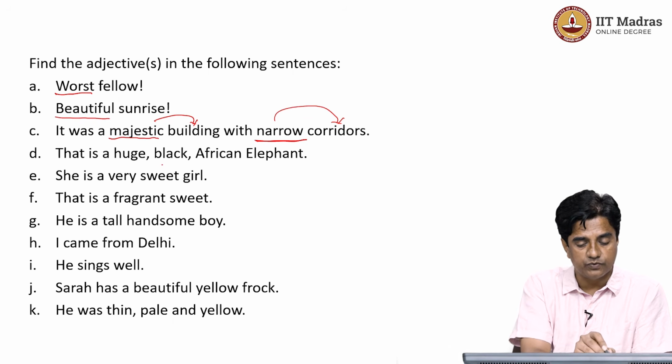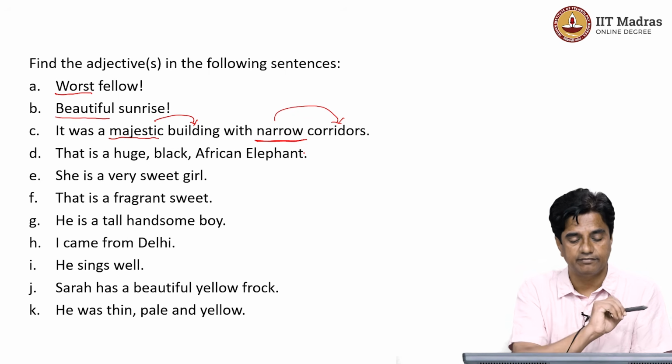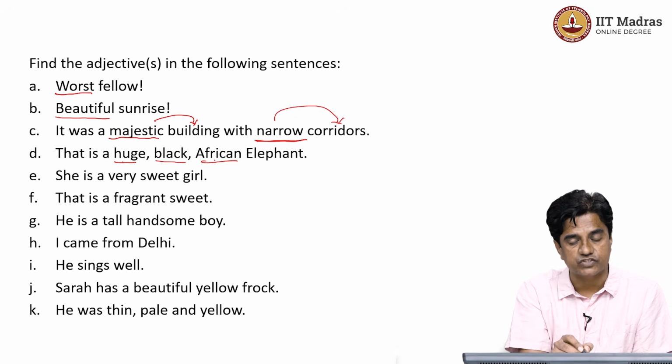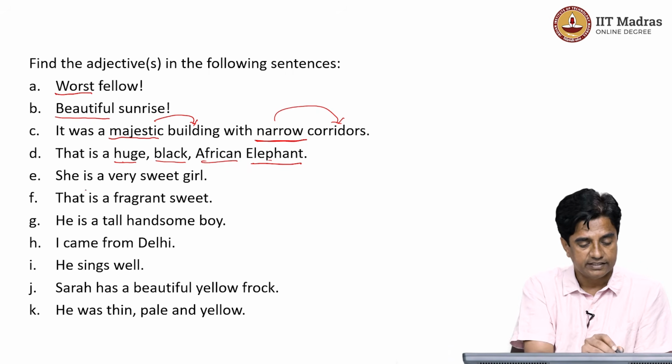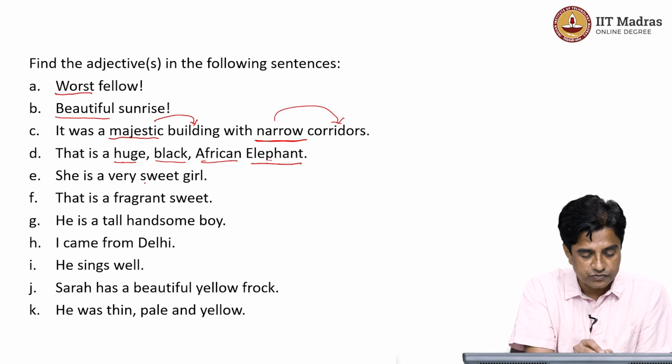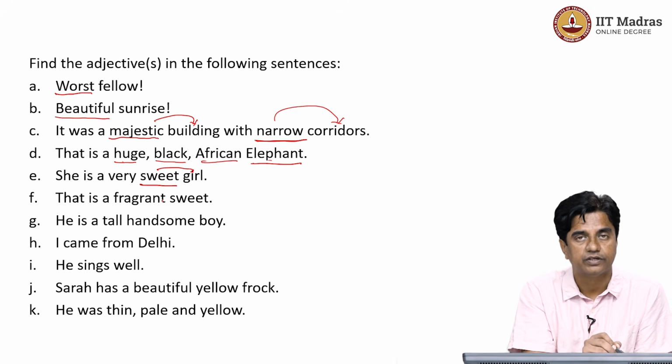This is a huge black African elephant. Now, again you see the same type of sentence, huge, black, African. All these three adjectives together modify one noun, that is elephant. She is a very sweet girl. Here, sweet is the adjective that is modifying this noun, girl.